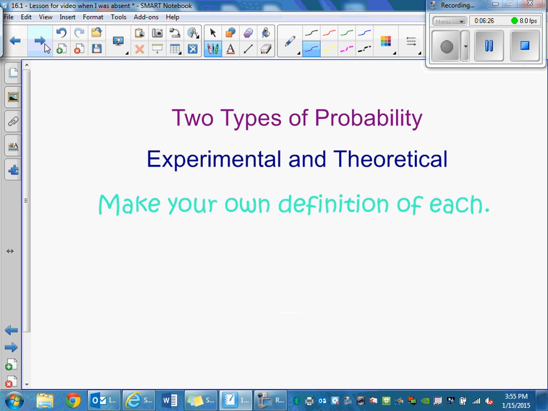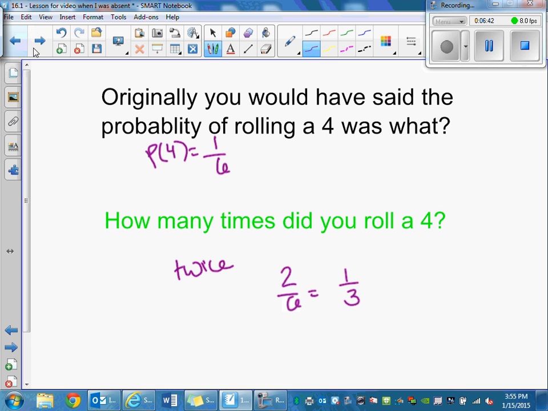Okay, so there's two types of probability, experimental and theoretical. I want you to make and write down your own definition of each. Going back here, which one of these do you think was experimental and which one do you think was theoretical? Well, the theoretical one is when you don't do an experiment. The experimental one is when you actually find some results. And I'm just abbreviating here. I'm sure you can notice that.